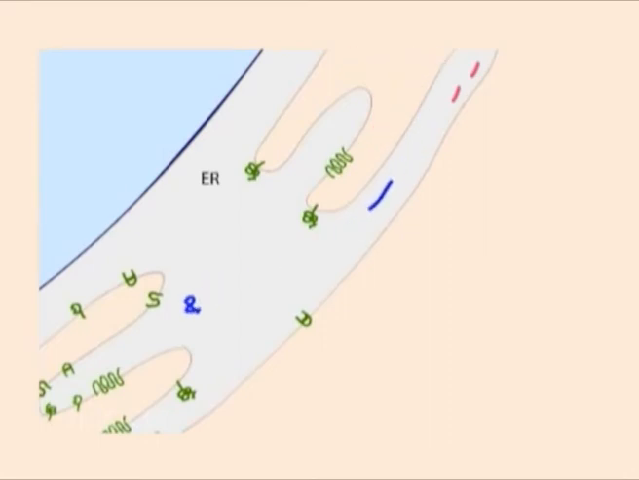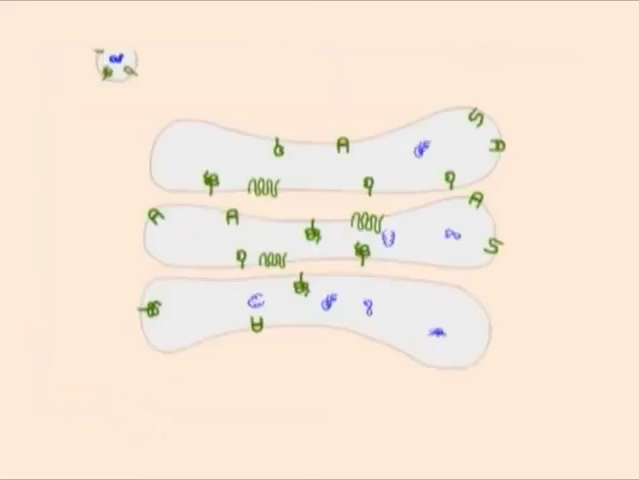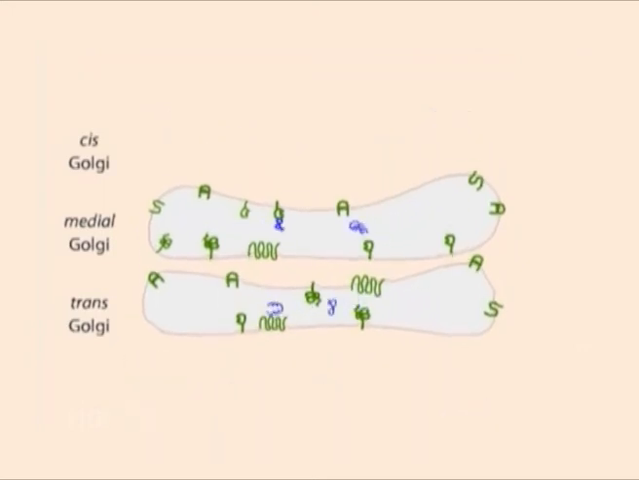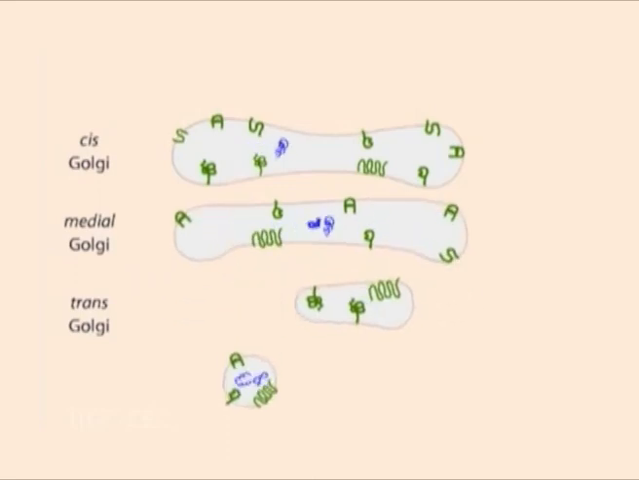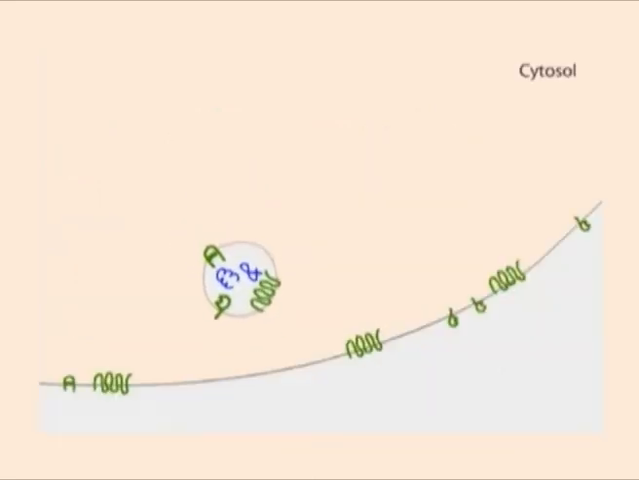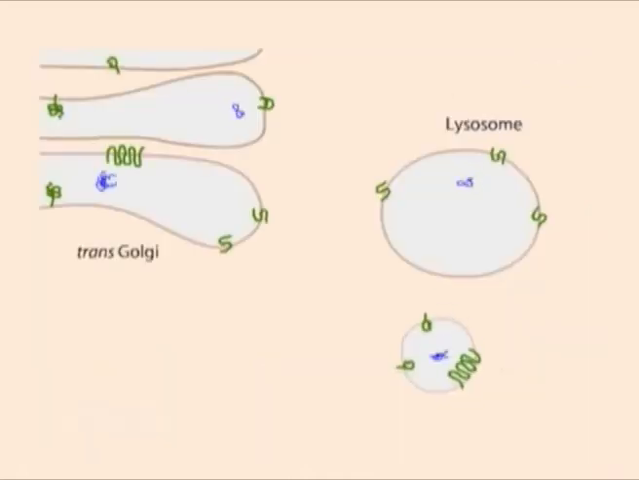Subsequent steps in the secretory pathway involve vesicular transport between different compartments of the Golgi and from the Golgi to lysosomes or the plasma membrane. In each case, proteins within the lumen of one organelle are packaged into the budding transport vesicle and then released into the lumen of the recipient organelle following vesicle fusion.